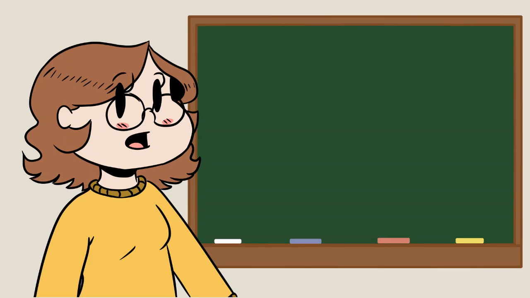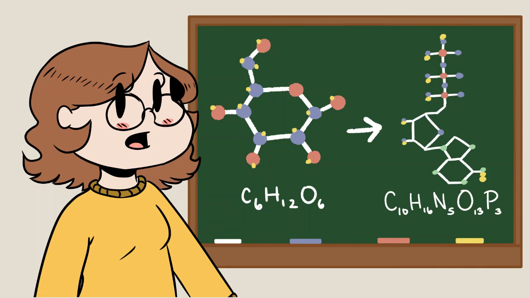The Krebs cycle, also known as the citric acid cycle, is a part of the process of cellular respiration. The main purpose of the Krebs cycle is to convert sugars into ATP so that your cells can use the energy from the food you eat.